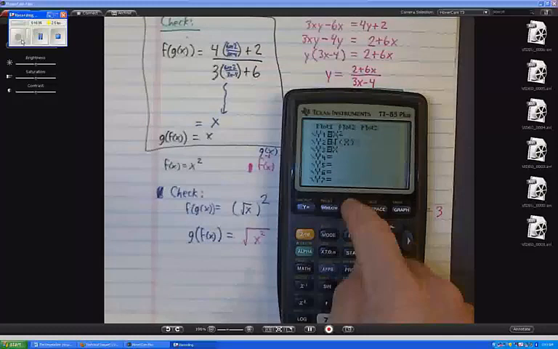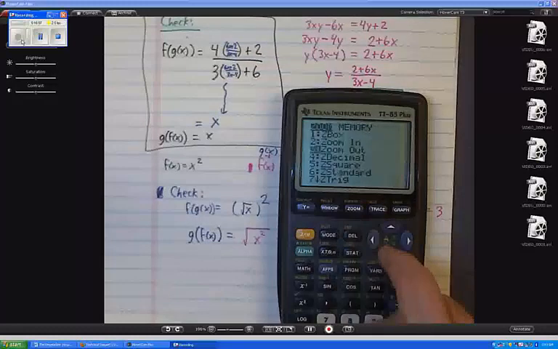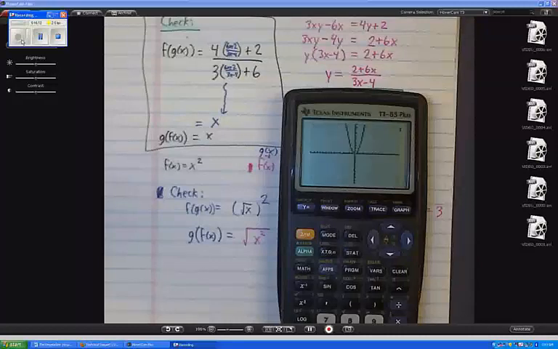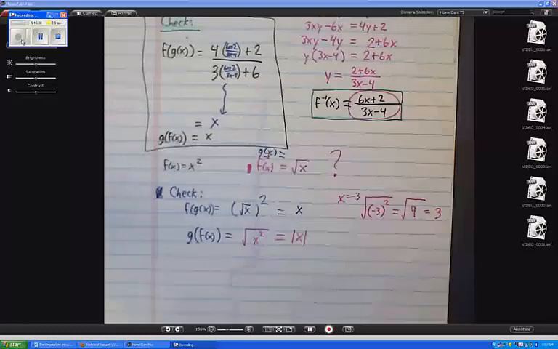Now, so far I've only graphed the parabola, y equals x squared. Now I'm going to start to graph, oh, here comes the square root function. That's not quite a parabola. See, the answer to this big question mark is no! Not an inverse. Not quite.